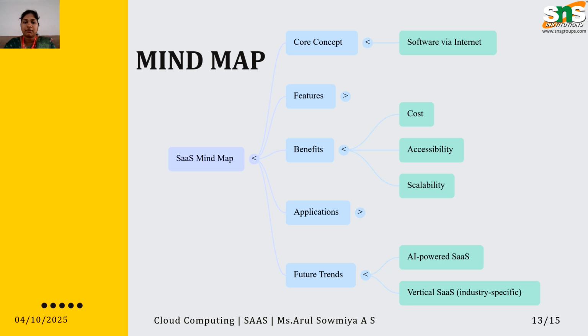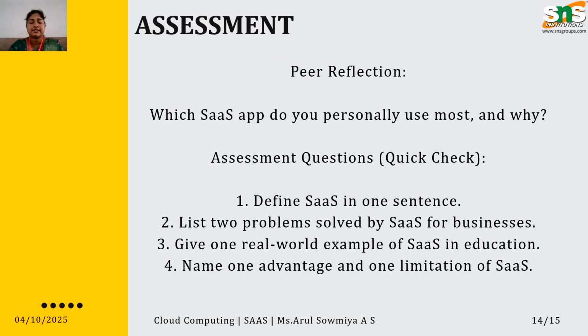So this is the overall mind map for SaaS. SaaS has a core concept, that is software via internet, and features, benefits, applications, future trends. Benefits in the sense it is high benefit and low cost, and has accessibility and scalability. In future trends, it has AI-powered SaaS and vertical SaaS.